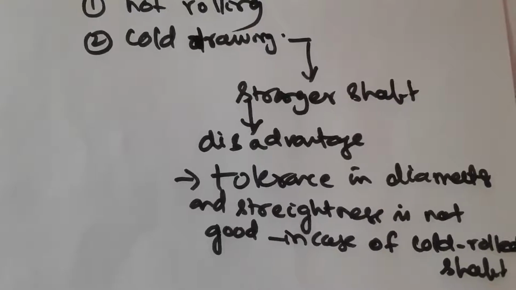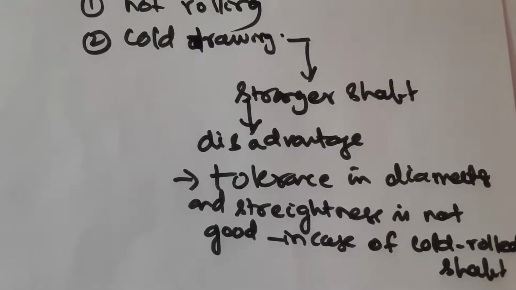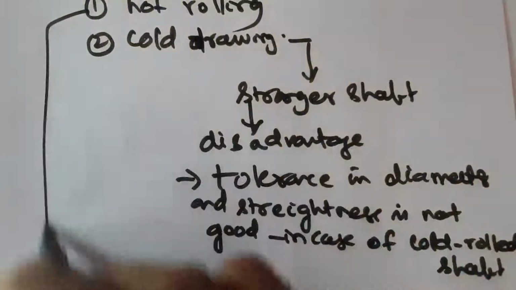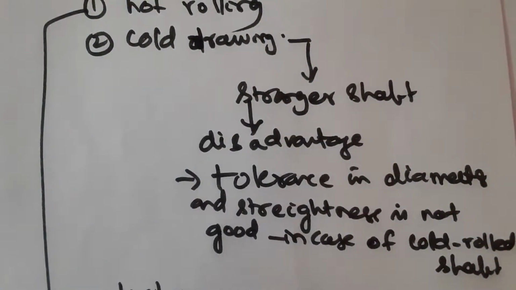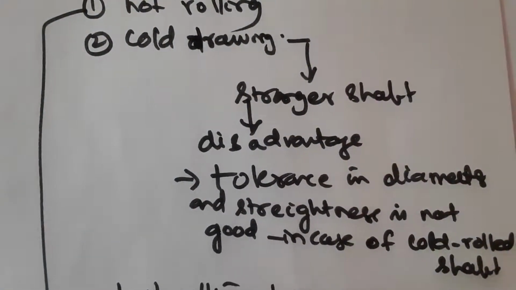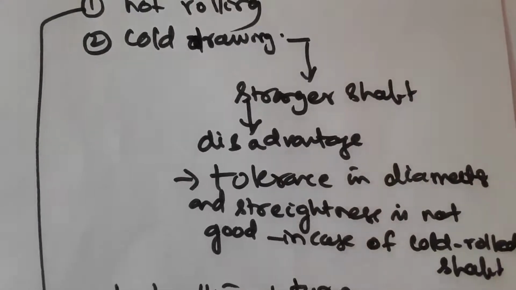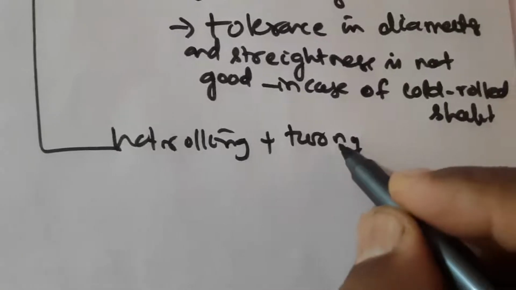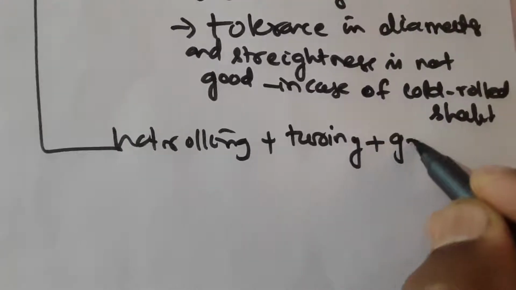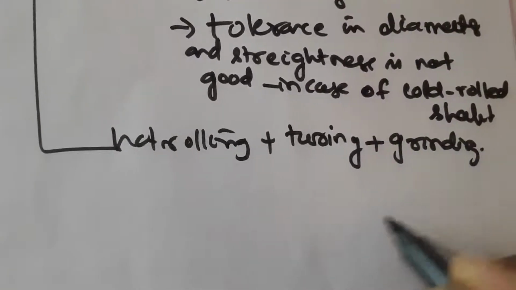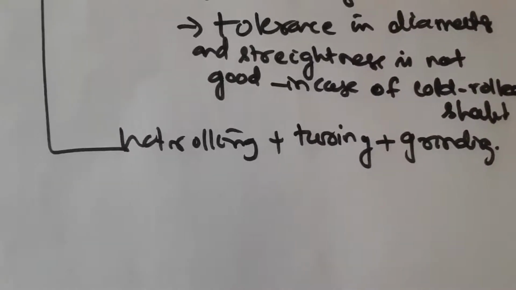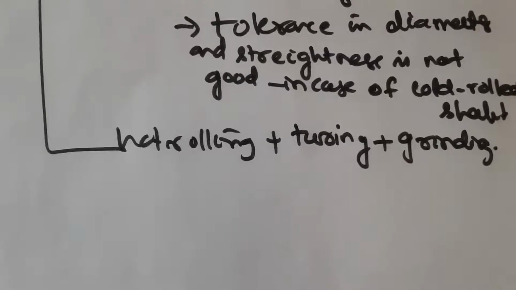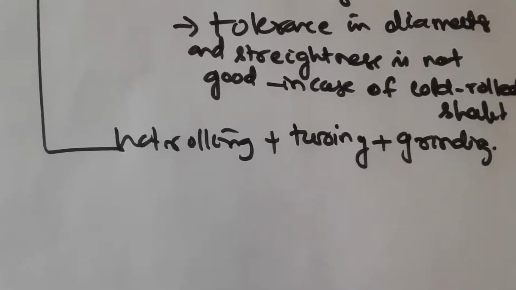So that's why we should go for the hot rolling, where the straightness is very important, dimension tolerance is very important, and after that we should be doing the turning and grinding process. The hot rolling plus turning, plus grinding will give you the straight shaft with tighter tolerance in dimensions as well as straightness.